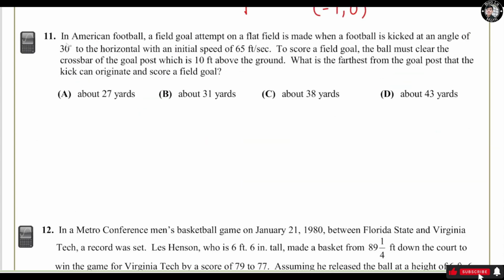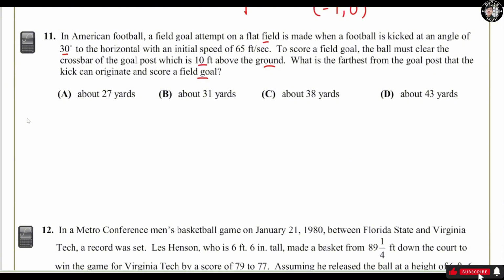Now let's move on to question 11. In American football, a field goal attempt on a flat field is made when a football is kicked at an angle of 30 degrees to the horizontal with an initial speed of 65 feet per second. To score a field goal, the ball must clear the crossbar of the goal post, which is 10 feet above the ground. What is the farthest from the goal post that the kick can originate and score a field goal?